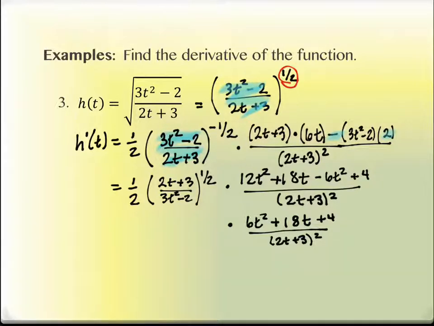Over here, I've got this 1/2 in front. The power 1/2 on the fraction means that I could put the 1/2 on the numerator and the 1/2 on the denominator. That's a property of exponents as well. So instead of writing it all like it's written, I could write it as 2t plus 3 to the 1/2 over 3t squared minus 2 to the 1/2. Do you remember that property of exponents?